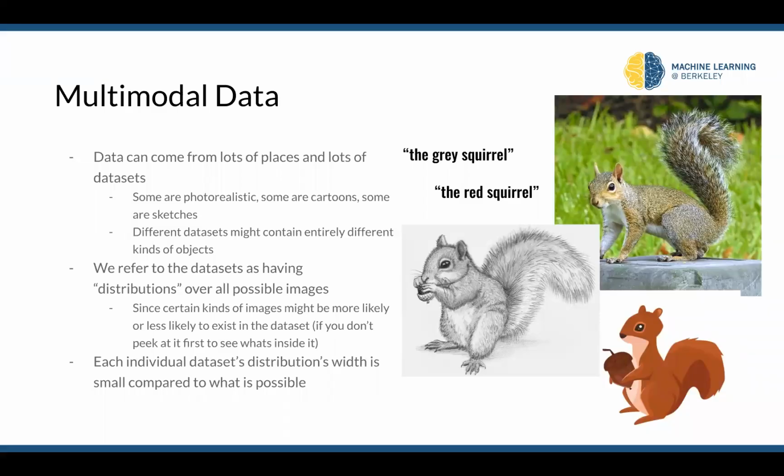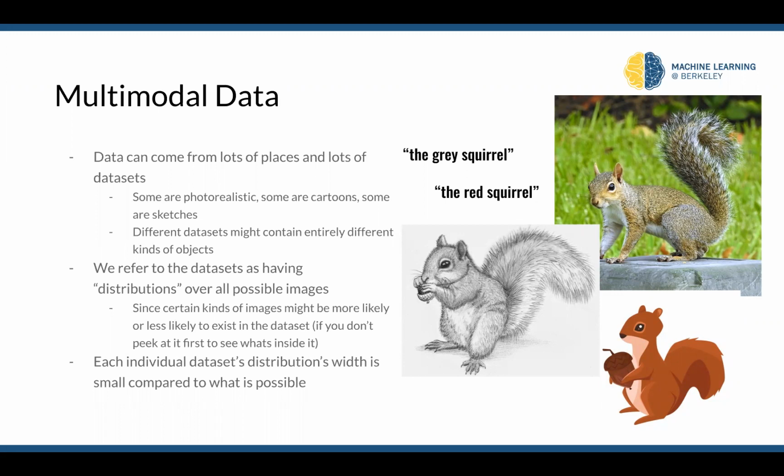So our data can come from lots of different places and lots of different data sets. Like we've talked about ImageNet, but there exist lots of other data sets, some presumably that have images that are more cartoon-like, some of these other images of squirrels that we have. Some are photorealistic, some are cartoons, some are sketches. Different data sets might contain entirely different objects too, right? ImageNet has 1,000 different classes, but I'm sure there are other data sets that contain entirely different objects that are not in ImageNet at all.